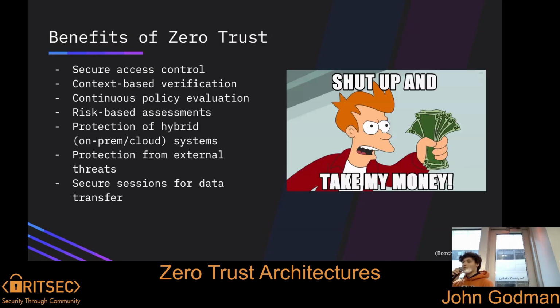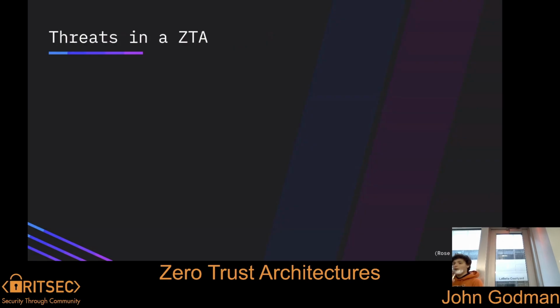So you might think, okay, perfect, shut up and take my money, right? Well, of course, with all these benefits, there are potential threats. These specific threats were outlined in SP 800-207, some of which are a little outdated, some of which have changed, but all of which still remain. So firstly is the subversion of the trust algorithm.